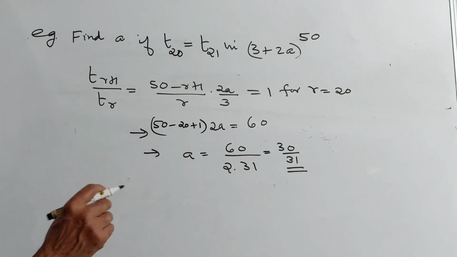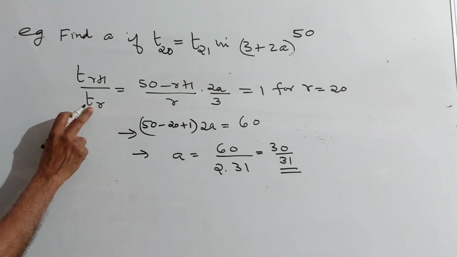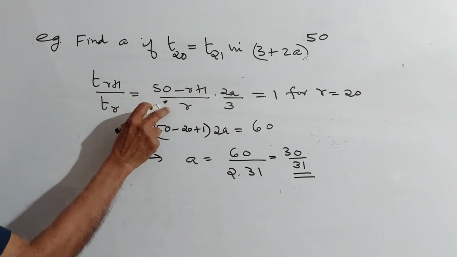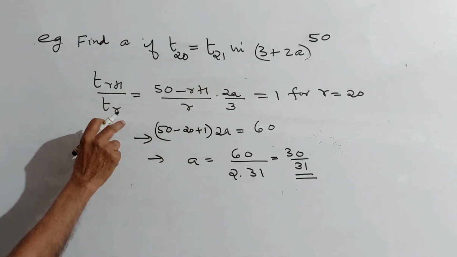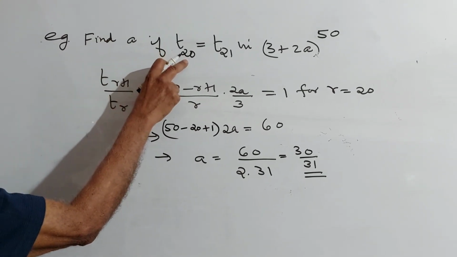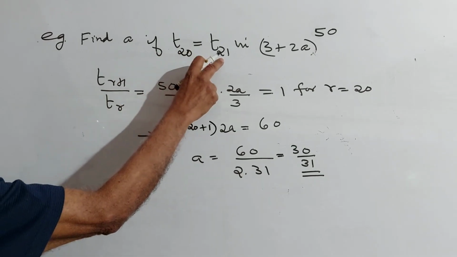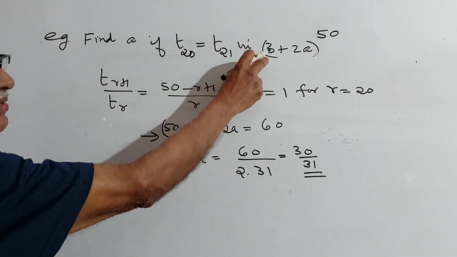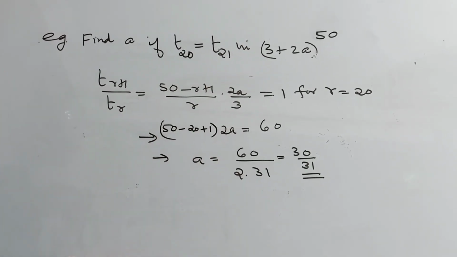Then we apply the T(r+1)/T(r) = ((n − r + 1)/r) × (b/a) formula in this question. Find a if the 20th term equals the 21st term in the expansion of (3 + 2a)^50.